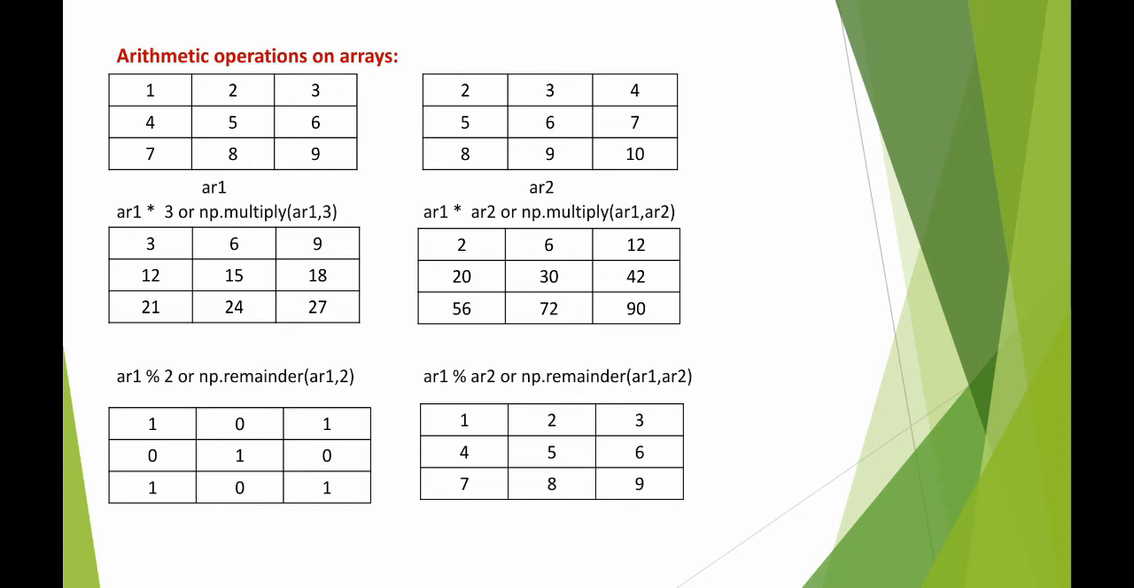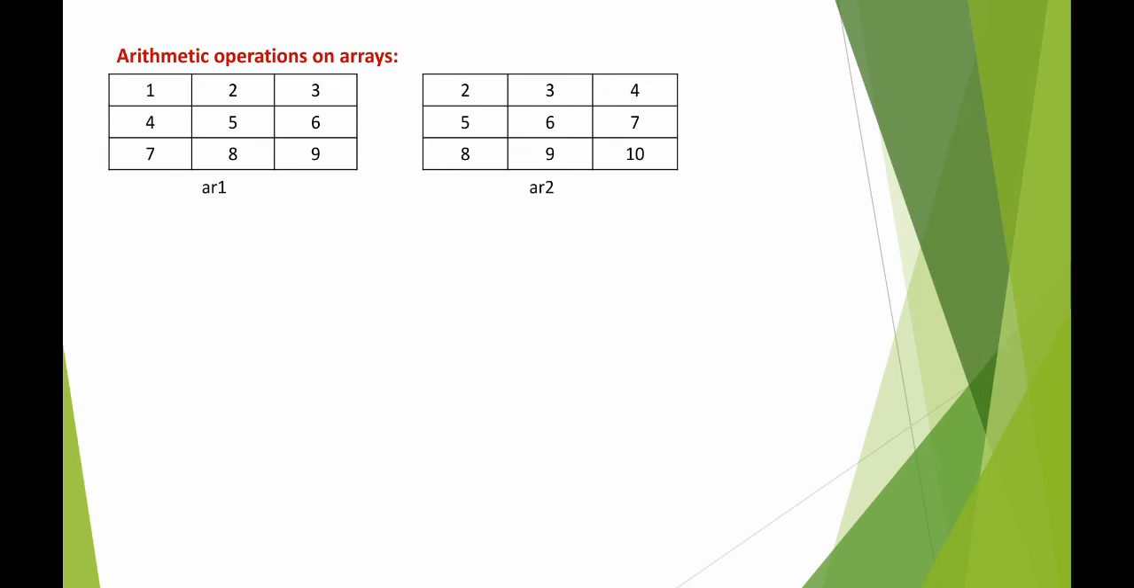Okay, in a similar way we will get the desired results of the modulus operations. Now suppose again we have these two arrays and we have to solve further operations. Suppose we are going to subtract 3 from each element of ar1 by this line, ar1 minus 3, or np.subtract(ar1, 3).